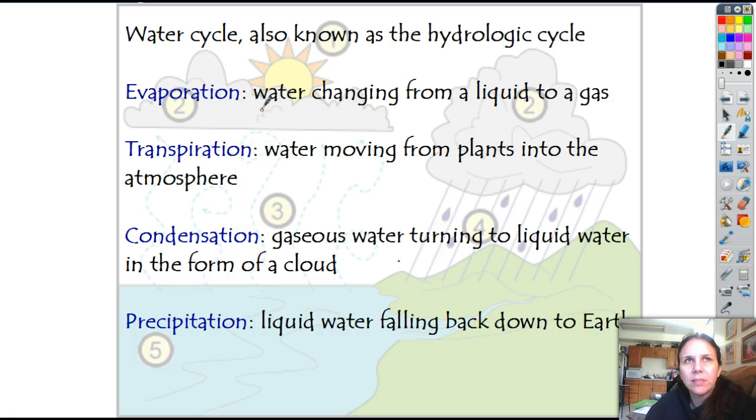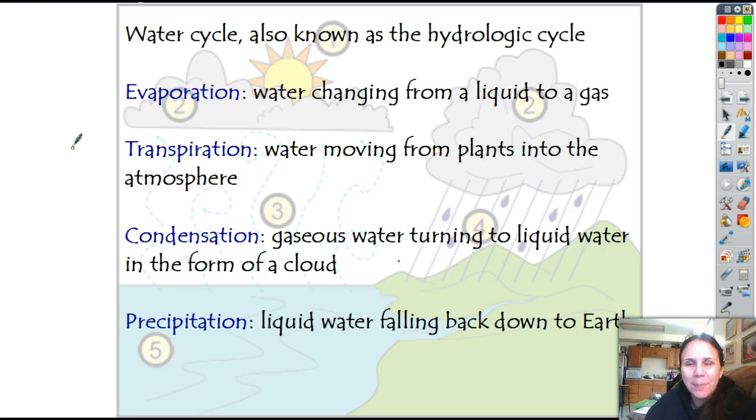And that can form clouds, that can form mist in the air, fog, all sorts of different things. But if the droplets are small enough, you won't even notice them. So it's not until they clump together and make bigger droplets that we actually start to see them.